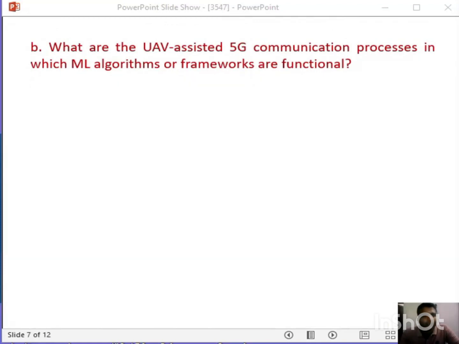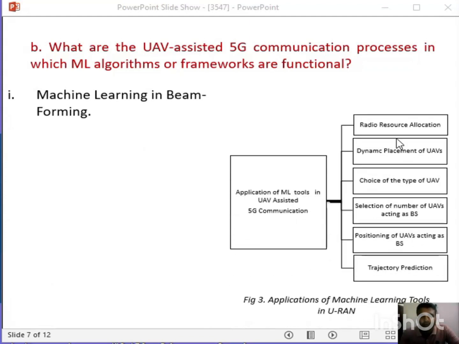The second research question that we created was, what are the UAV assisted 5G communication processes in which machine learning algorithms are functional? So the first process where the machine learning algorithms are functional is machine learning in beamforming. Various applications of machine learning tools in UAV RAN are presented here, which include radio resource allocation, dynamic placement of UAVs, choice of the type of UAV, selection of number of UAVs acting as base station, positioning of UAVs as base station, and trajectory prediction. Although there are many research works for UAV assisted 5G millimeter wave communication, the use of machine learning for beamforming in UAV assisted 5G network is still in initial stage.